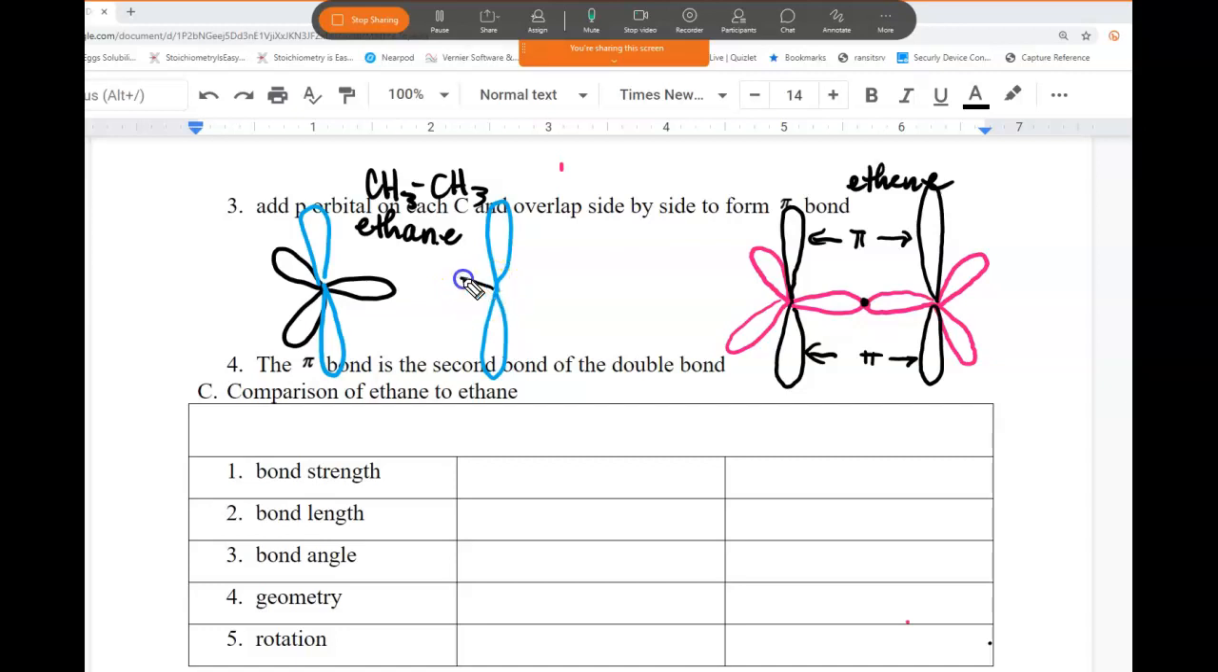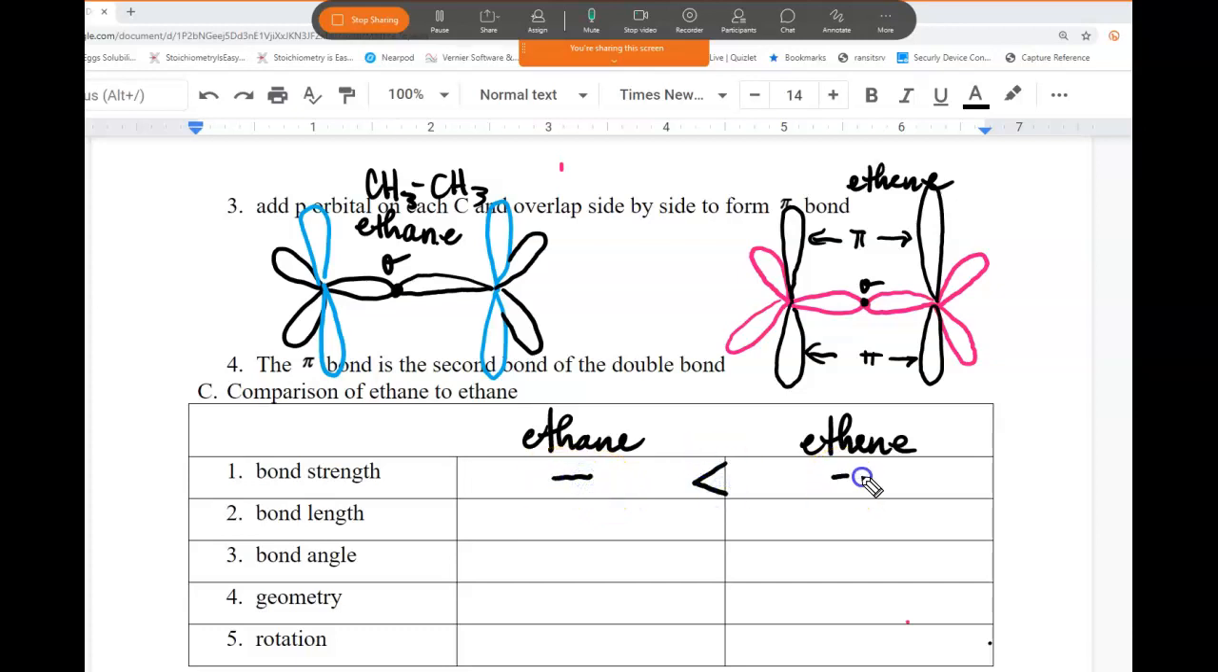So in ethane, what you're going to have is this end-on-end orientation of the sigma bonding. So there will still be sigma bonding in ethane. There will be one sigma bond, but in ethene, there will be one sigma bond and one pi bond. Okay, so we need to talk about what the relationship is here. If this is ethane and this is ethene, then the bond strength in ethane for a single bond is going to be less than the double bonded ethene.